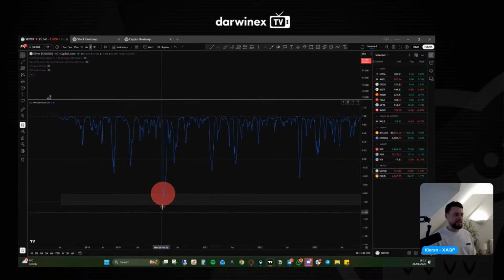If that's not the case, then generally 9 times out of 10, if not 10 times out of 10, we're going to mean revert from this level. That doesn't give you an opportunity to just buy gold or buy silver straight away, but it gives you an idea that one of them is likely going to catch up with the other and start moving together again soon.